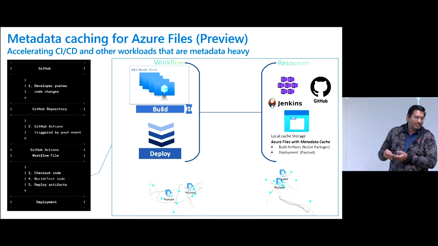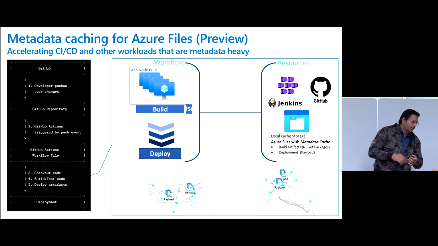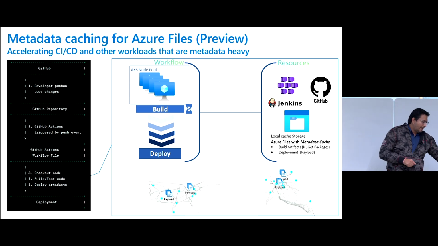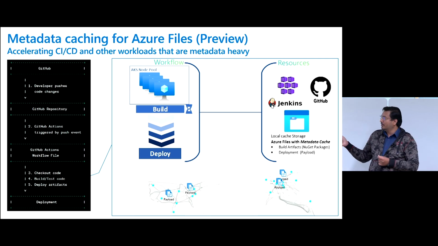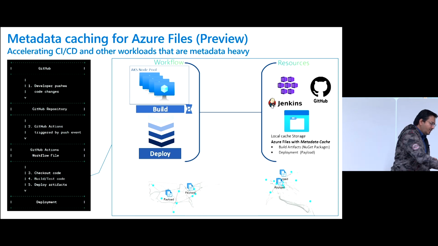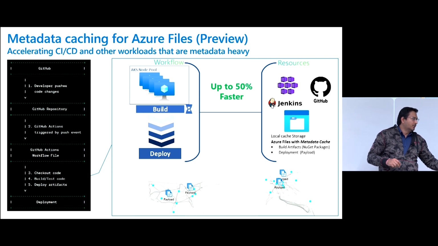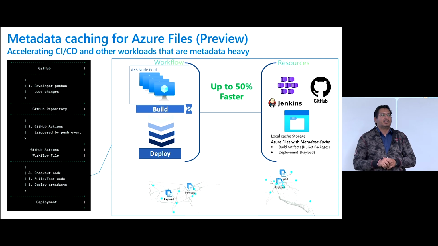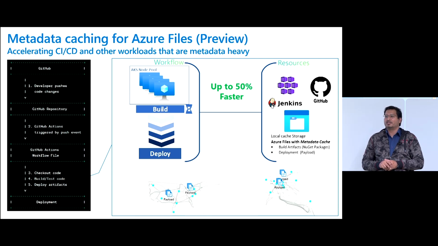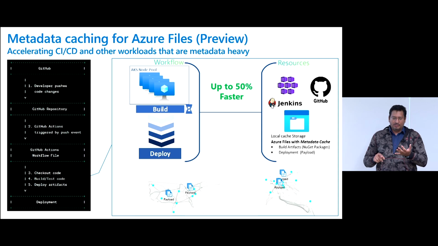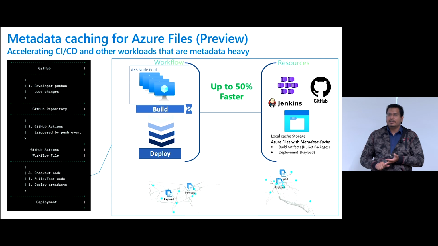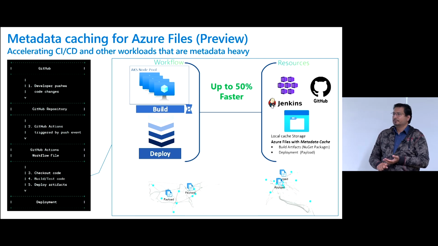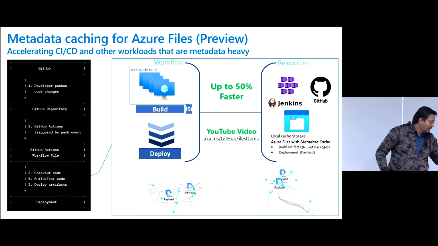So metadata caching is something that we have recently introduced for SMB shares and for REST operations. By the way, you need to use premium file share in order to utilize this, and it's currently in preview in limited regions. So we have observed up to an overall 50% improvement in performance when this feature is enabled, which includes access time, latency, and overall throughput.